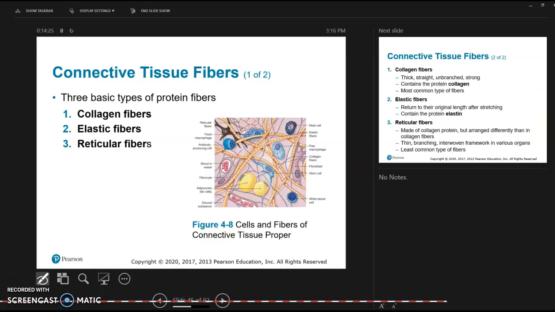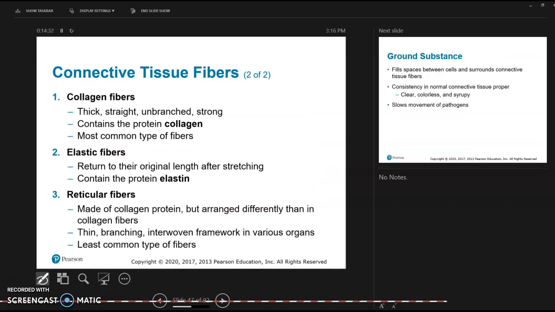The fibers are collagen, elastic fibers, and reticular fibers, and we went over those already. Collagen fibers are for strength.